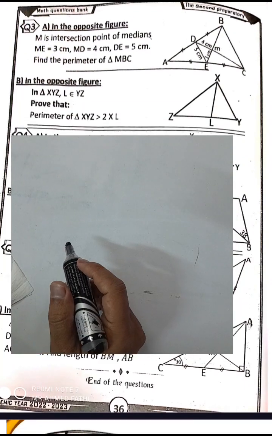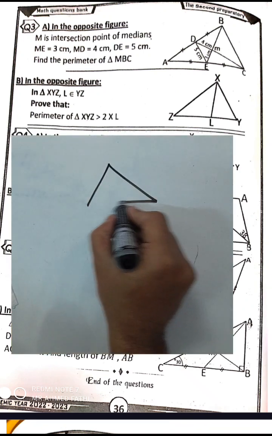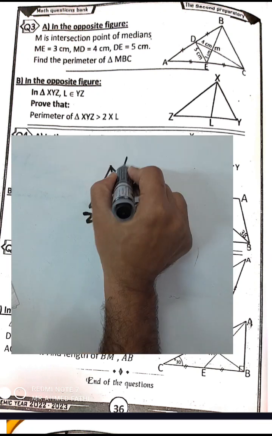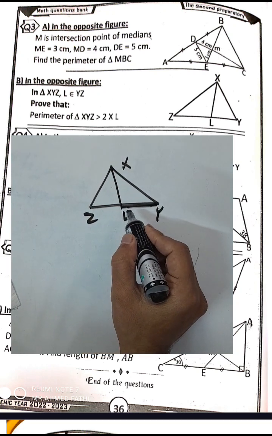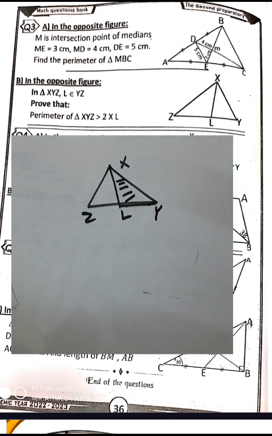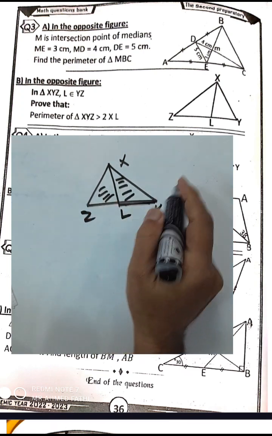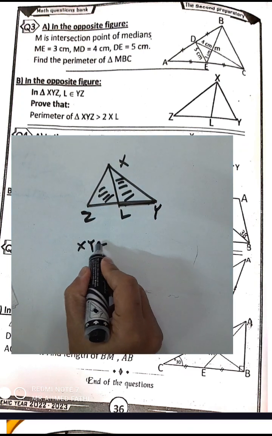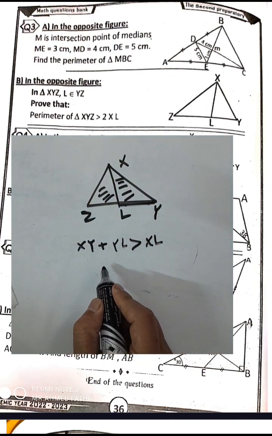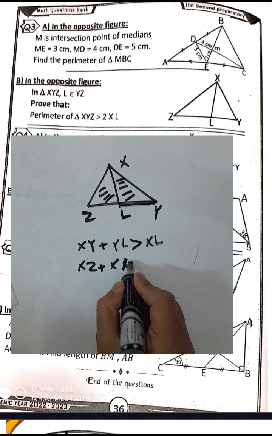We want to prove that the perimeter of the triangle is greater than twice XL. We have XL, Y and Z and X, twice XL, the perimeter. We know the rule about the sides of each triangle. We can divide it into this triangle and this triangle. Okay, you can write XY plus YL greater than XL, and in this triangle we can write XZ plus ZL greater than XL.